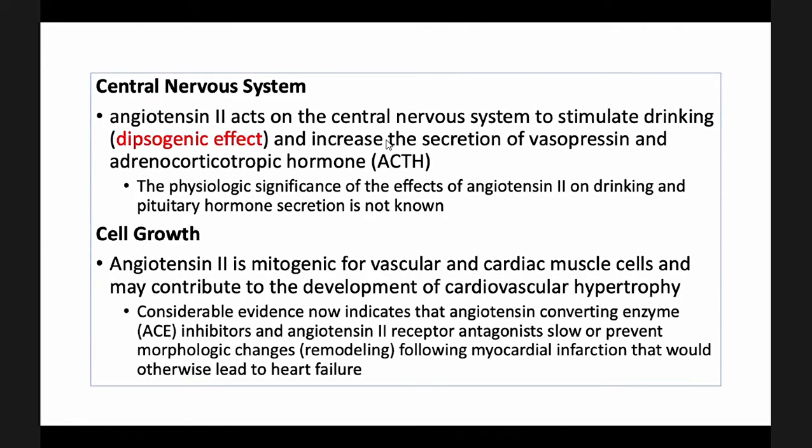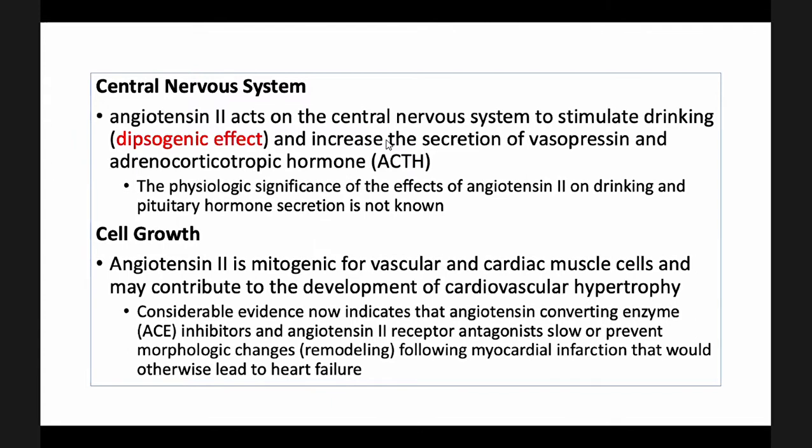Angiotensin II acts on the central nervous system to stimulate drinking, which is called its dipsogenic effect, and increase the secretion of vasopressin and adrenocorticotropic hormone, or ACTH. Now, the physiologic significance of the effects of angiotensin II on drinking and pituitary hormone secretion is not known.